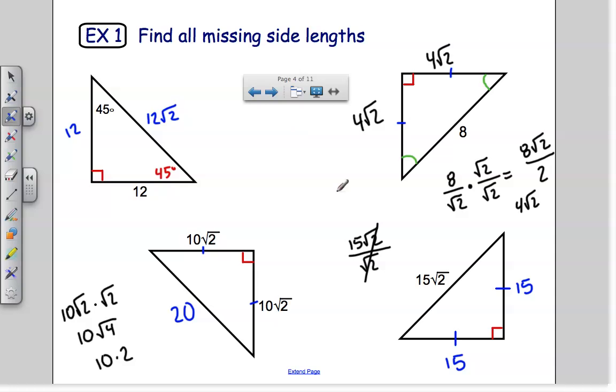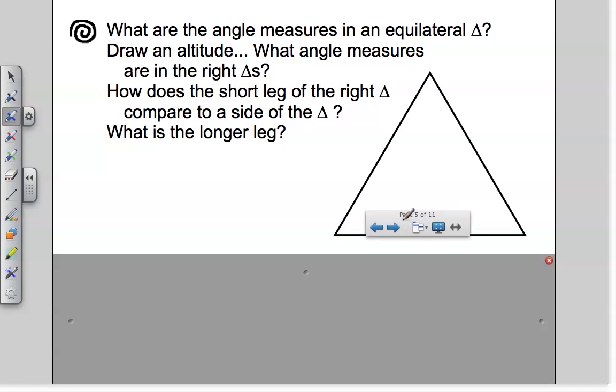So some practice with 45, 45, 90 right triangles. This is our first special right triangle, and we're going to look at our second special right triangle here and figure out what is the relationship between the sides in a 30, 60, 90 right triangle. But first, we actually start with an equilateral triangle. And you're always going to picture an equilateral triangle when you do 30, 60, 90 right triangles and their shortcuts.